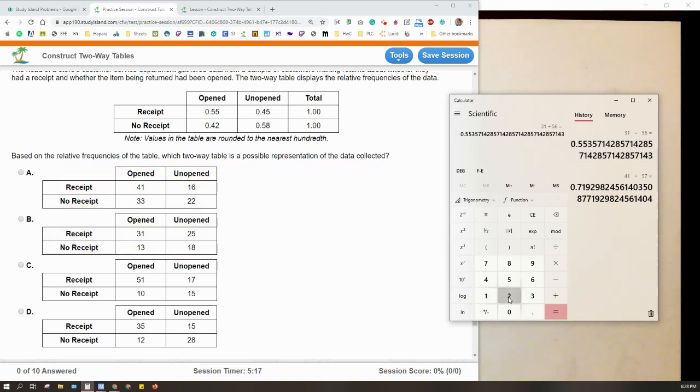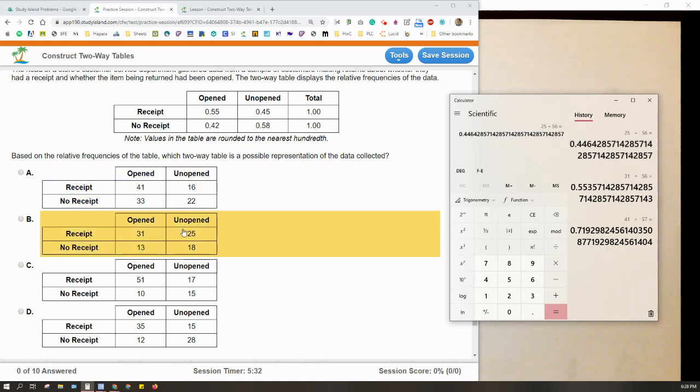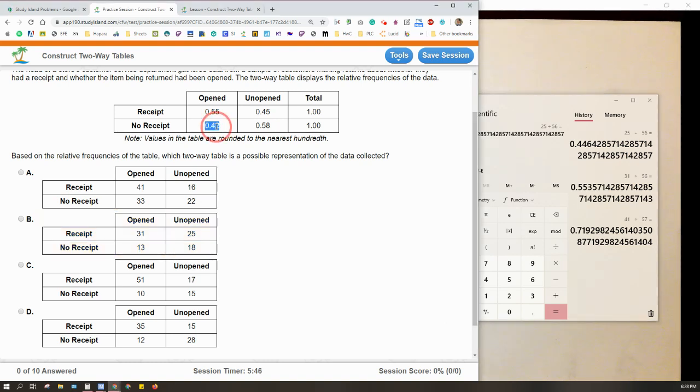Then 25, that means we'll round to the 45%. 25 out of, again, the total, 56, equals 0.446. That's 44.6%. So again, that rounds to 45%. So these numbers do work. Now we have to check the no receipt numbers. We want this number right here, the number that did not have a receipt and had an open package. We want that, which is 13, to be 42% of the total for that row.